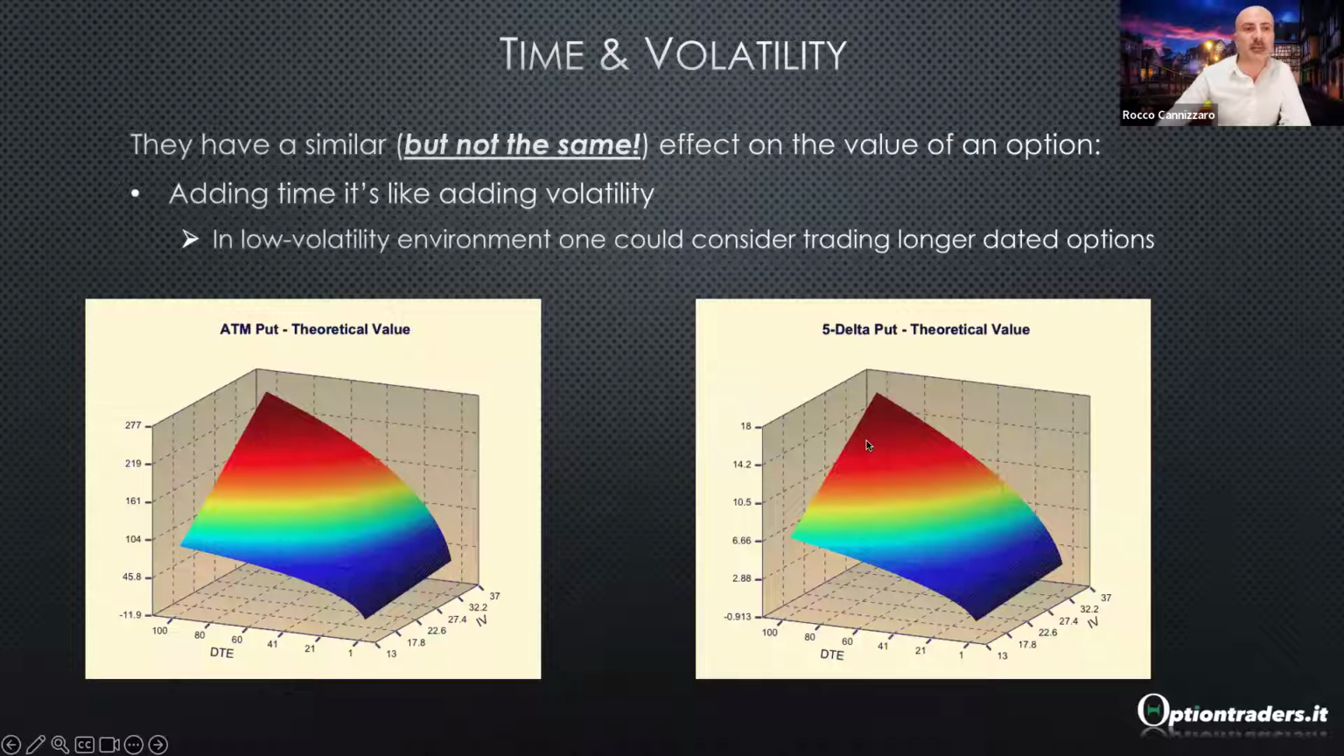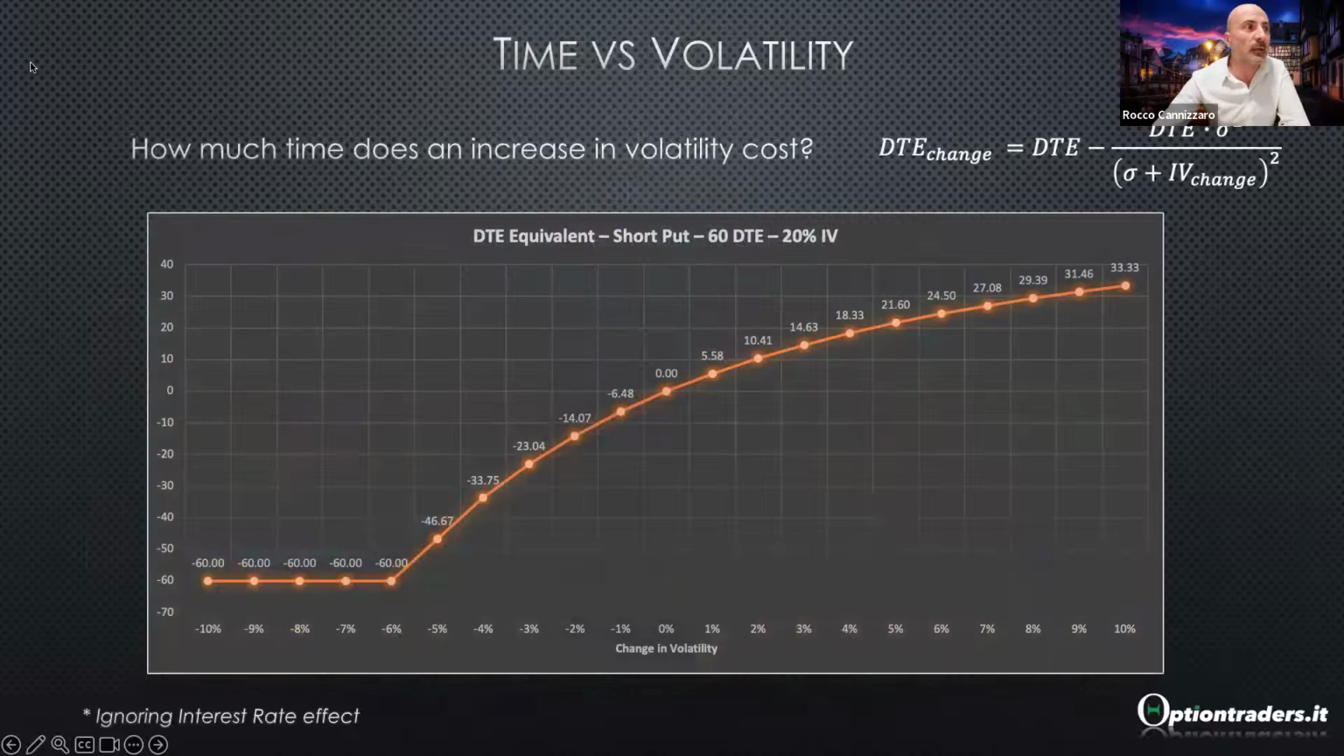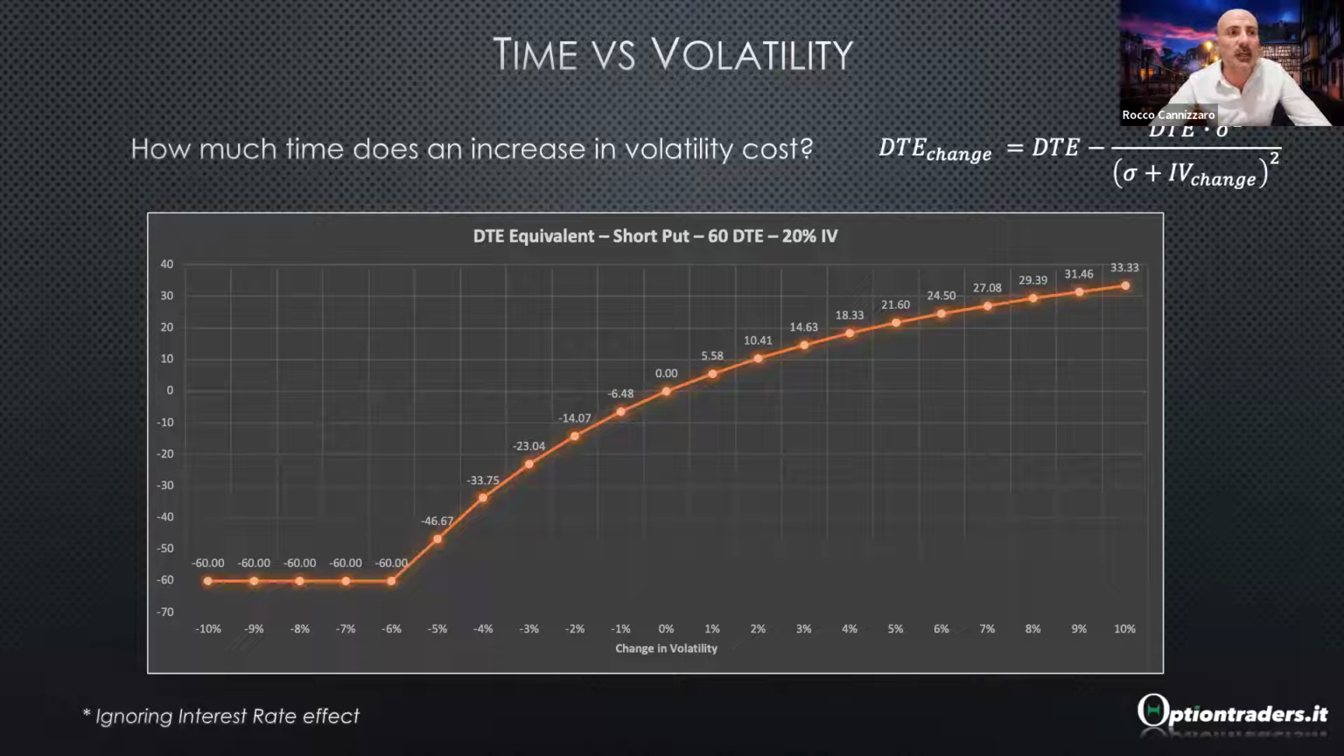Now, how similar are these two effects? Well, here's a formula that is a bit of an approximation, but it's fairly accurate. What I'm showing you in this chart is, imagine that you have sold a short put 60 days from now, and the volatility in this particular example is 20%. So let's say we sold the short put 60 days from now with a 20% implied volatility. Now, obviously, this put is going to have a price.